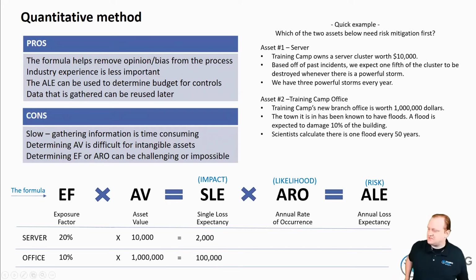Again, at first glance here, I'd say those floods are a bigger problem. They cost me more money. Except, what is that frequency? What is that likelihood? What is our annual rate of occurrence? That's very important to this overall process.